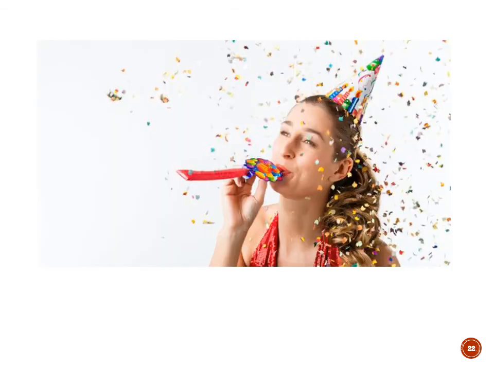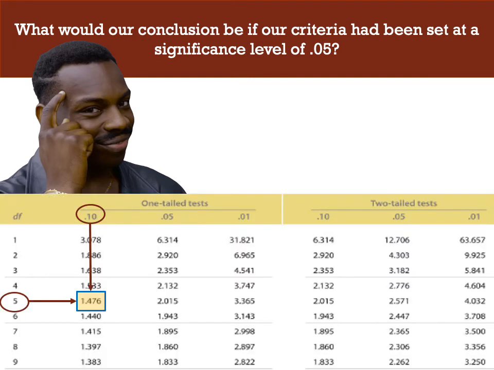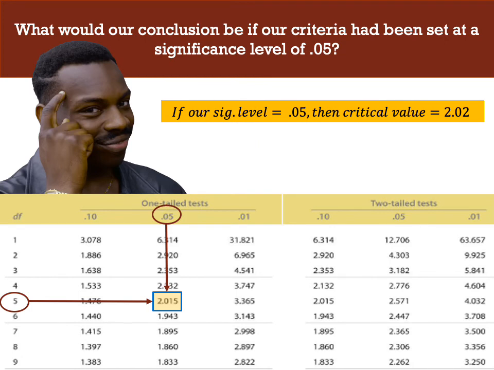All right, awesome. So here is something to think about. What if we had set our criteria at 0.05, which is 5%, instead of 0.1, which was 10%? So here's our chart that we used originally. Based on our significance level, which was 0.10, our critical value was 1.48. So if we set our criteria at 0.05, which is a more strict criteria, we would have a critical value of 2.015 or 2.02. So remember that our t-value was 1.7.